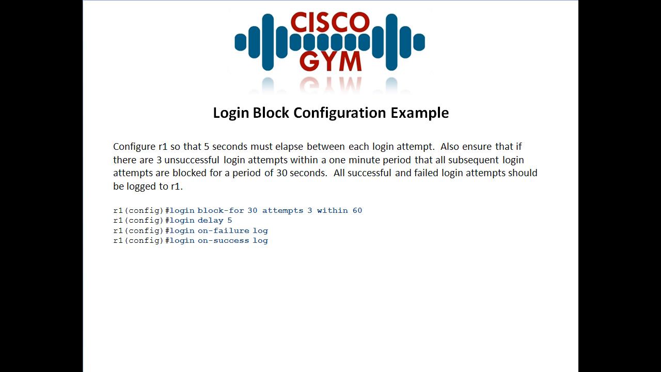Okay, so let's take a look at an actual configuration example of a login block. We're asked to configure R1 so that 5 seconds must elapse between each login attempt. Also, ensure that if there are 3 unsuccessful login attempts within a 1-minute period, all subsequent login attempts are blocked for a period of 30 seconds. All successful and failed login attempts should be logged to R1. So this might be something that pops up every day.